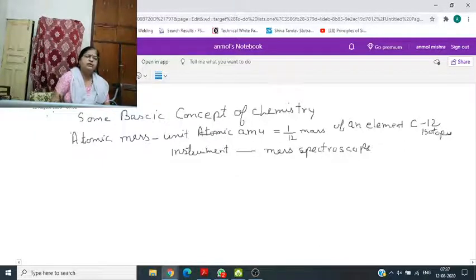We can take the example of chlorine. Chlorine exists with atomic mass 35 and atomic mass 37. Atomic mass 35 and 37 exist in a ratio of 3:1, and they exist in nature.